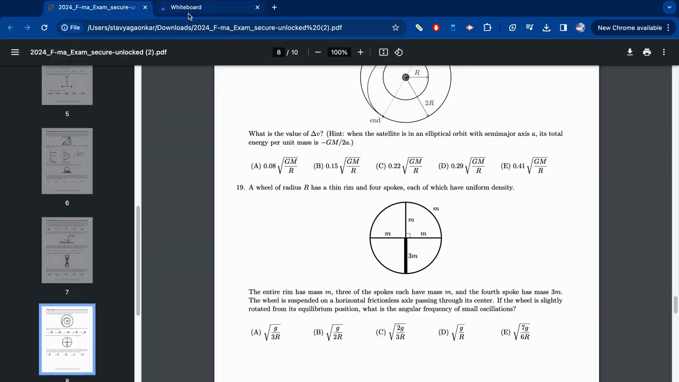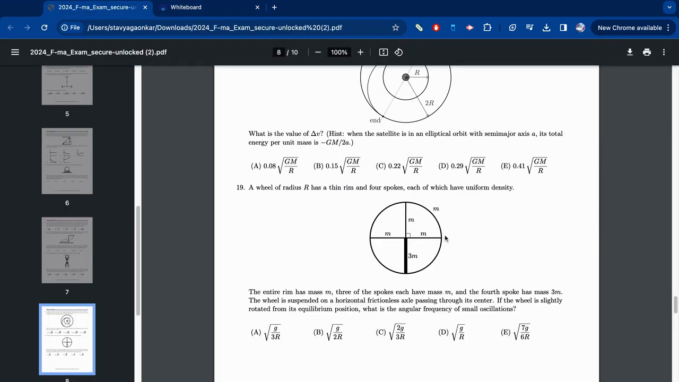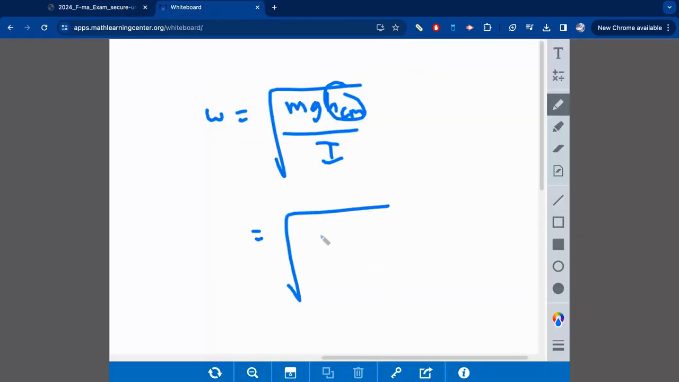So if we were to do this for this wheel, the mass is 7m because we have 4m plus 3m, 7m times g. So HCM, we can find that by finding the vertical location of the center of mass, and I, we can also find that.